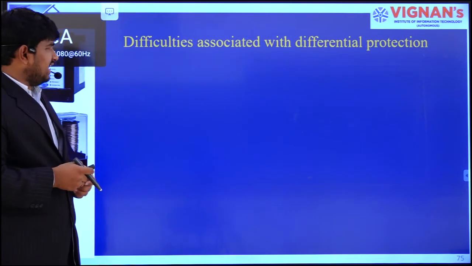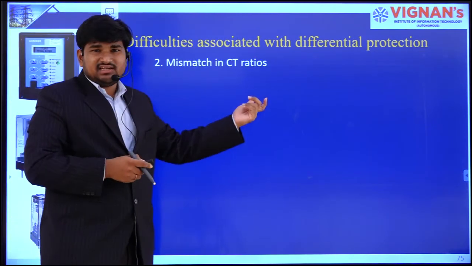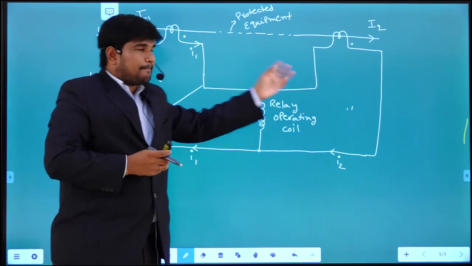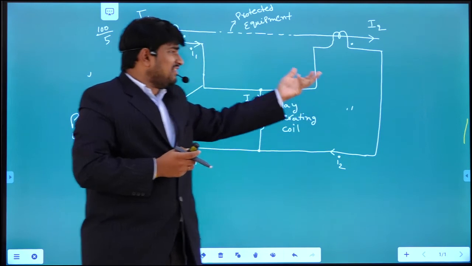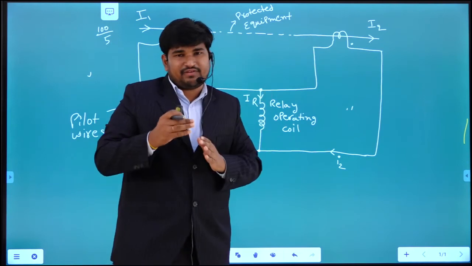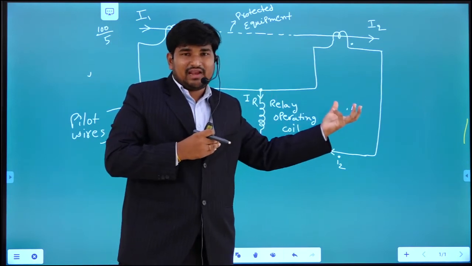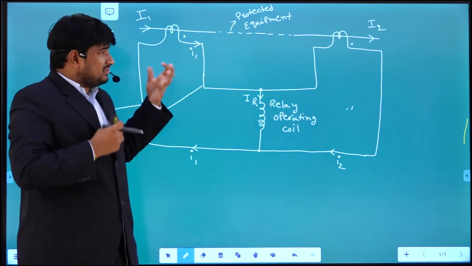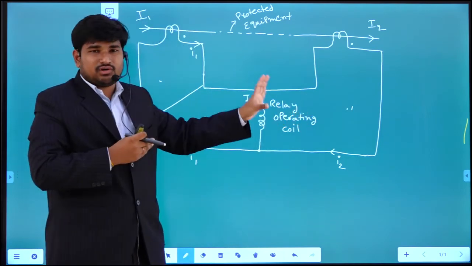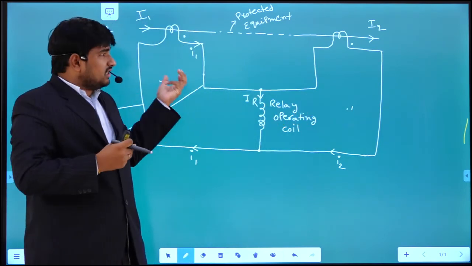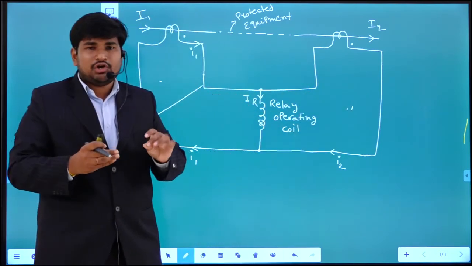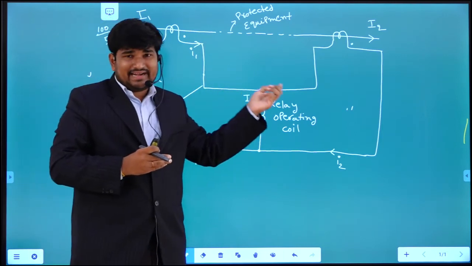Now the second difficulty is mismatch in CT ratios. We have two CTs on the primary side and secondary side. Even though the CTs are of the same rating, the internal characteristics will have a little variation. The saturation points of these two CTs may be different, or the characteristics inside the CTs may differ, even though you have taken two CTs of the same rating.